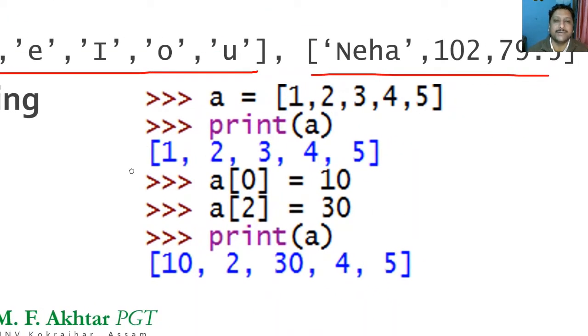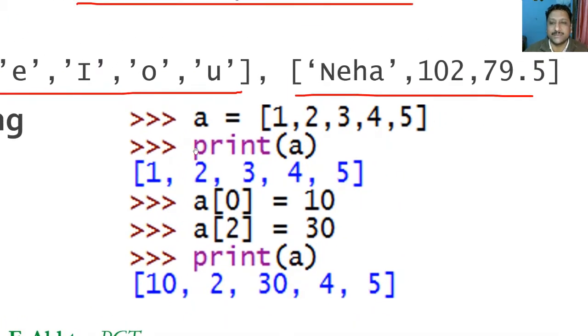And how can we do all these things? See here, we have put a equals 1 2 3 4 5. Okay, values put. Then we have given print a, then the same is displayed here.